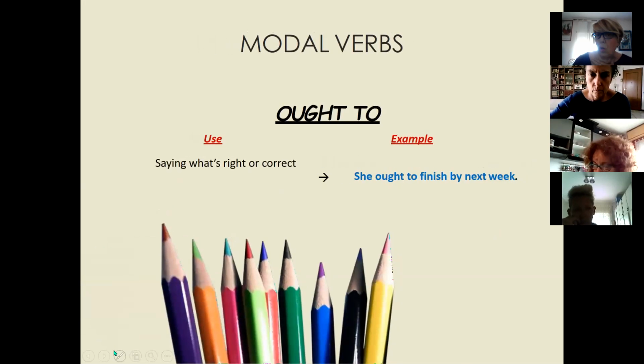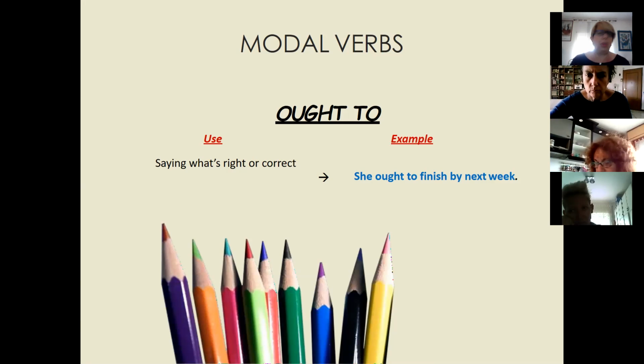But we also have, this is not so common, ought to. She ought to finish by next week. Saying what's right or correct. What's right or correct means when you have a moral obligation that is not something that you must do. This is the meaning, I mean.